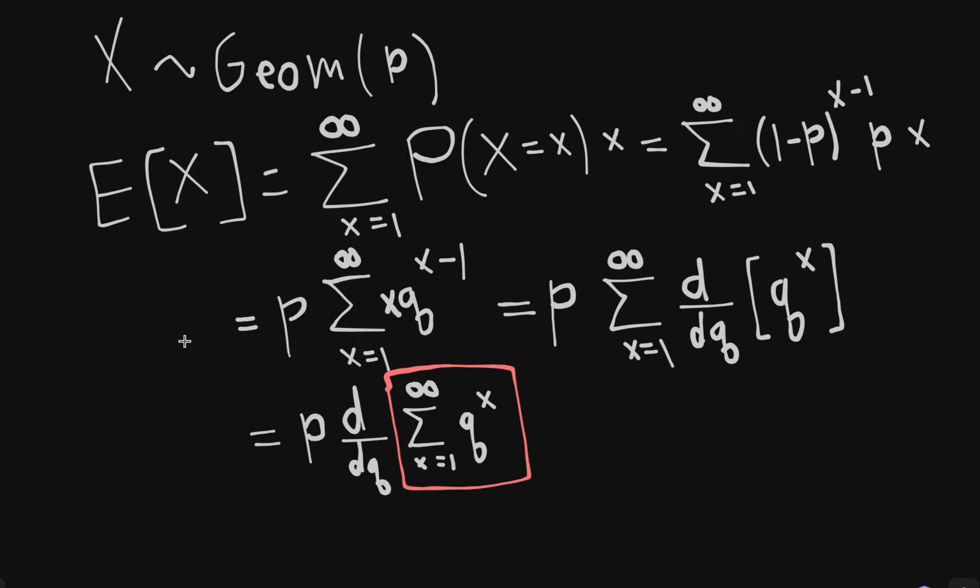So, if q is less than 1 in absolute value, which it must be because it's 1 minus a probability, then that summation is equal to q to the first power over 1 minus q. And then we still have the p and then the derivative.